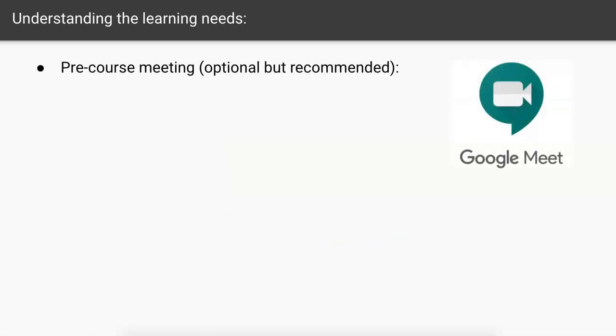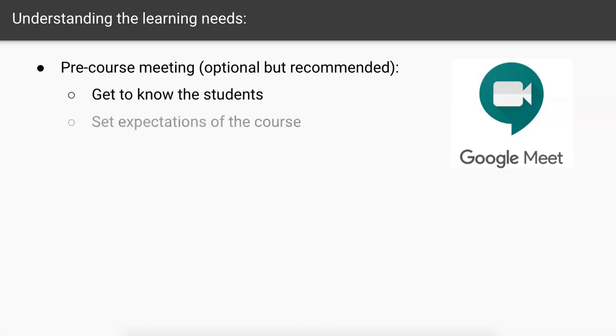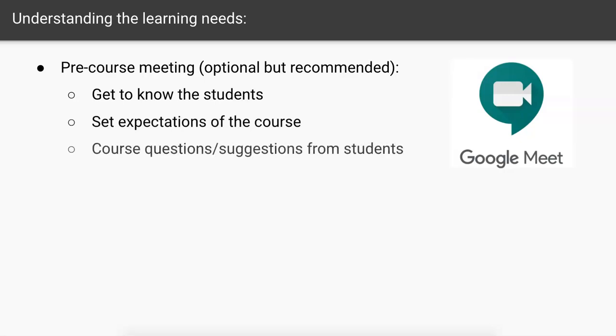Other than recognizing the common differences of the learners in your class, you can further understand learning needs through things like a pre-course meeting using Google Hangout Meets or Zoom. There you can get to know the students, set some expectations for your course, and you can get the chance for course questions and suggestions from the students that you can take into consideration and perhaps modify your class.